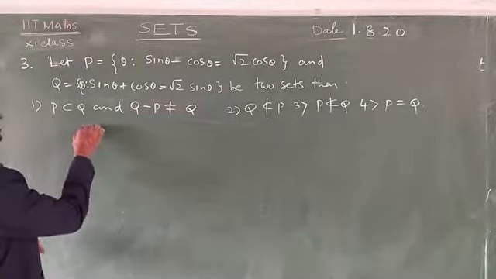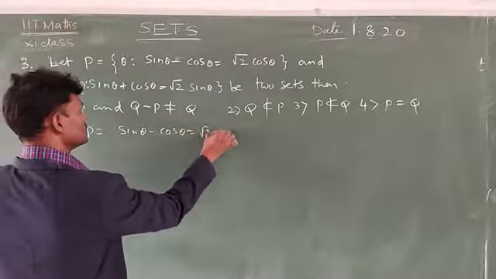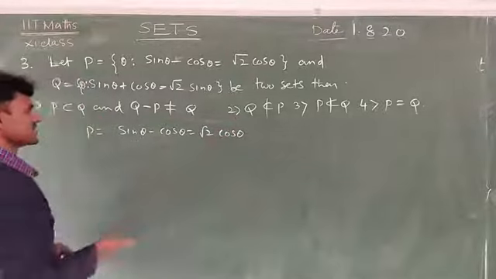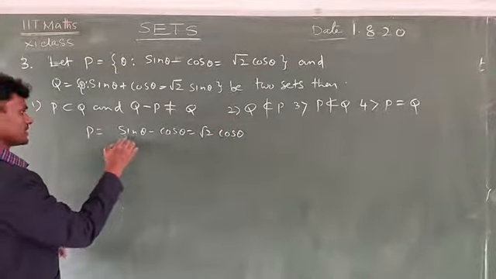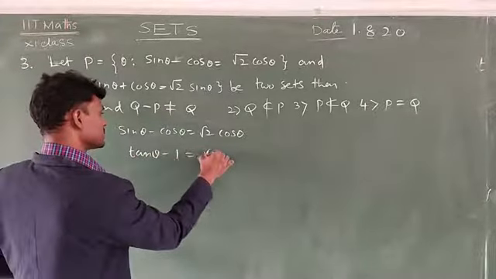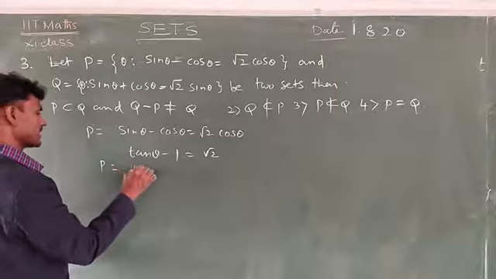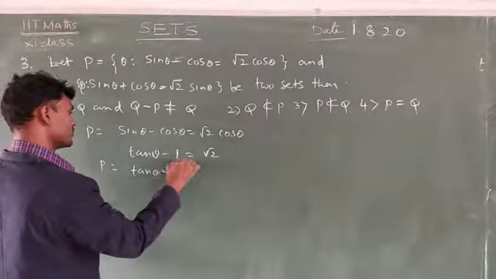First we have to check here. P: sin theta minus cos theta is equal to root 2 cos theta. Divide the whole equation by cos theta. Then sin theta by cos theta is tan theta, this is 1 and this is root 2. Moving to that side, P is tan theta equal to root 2 plus 1.